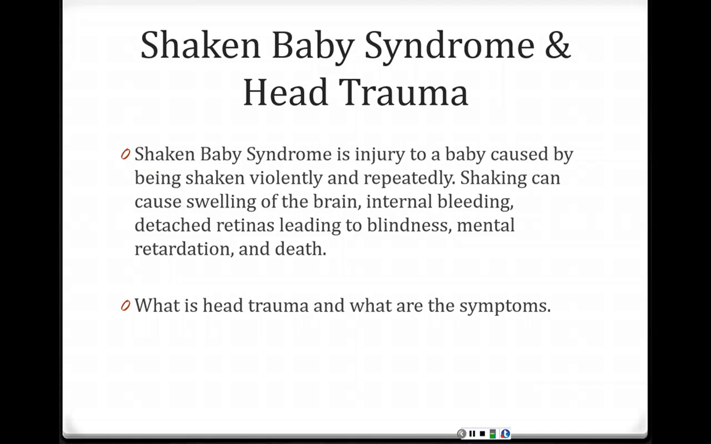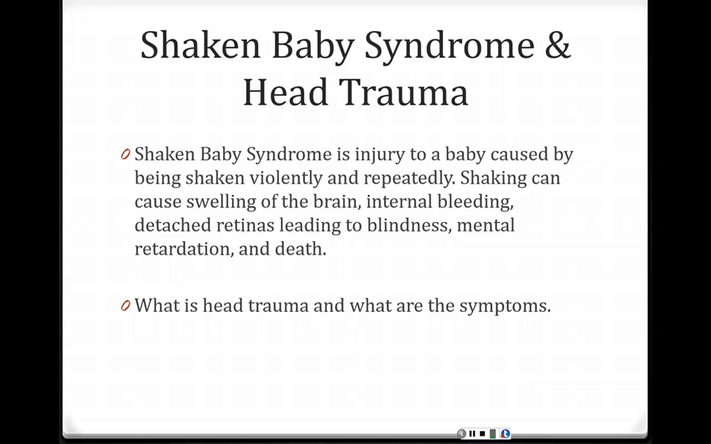Shaken baby syndrome and head trauma. The shaken baby syndrome is injury to a baby that is caused by being shaken violently and repeatedly. Shaking can cause swelling of the brain, internal bleeding, detached retinas leading to blindness, mental retardation, and even death.